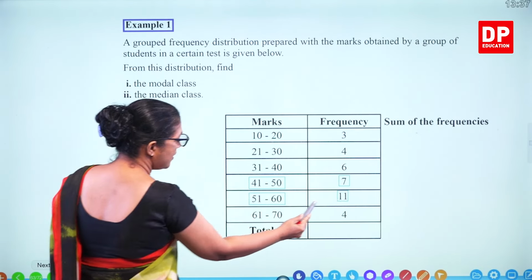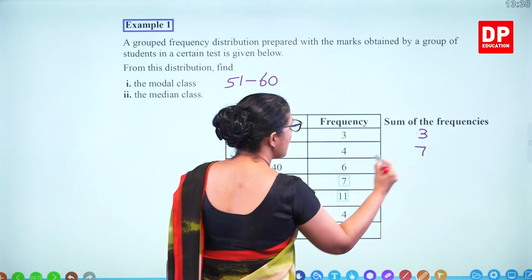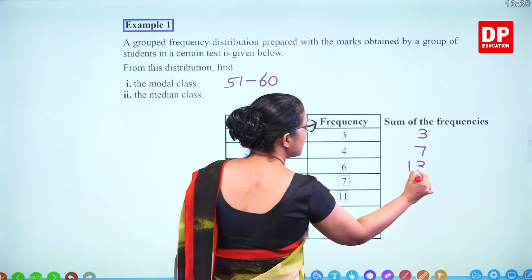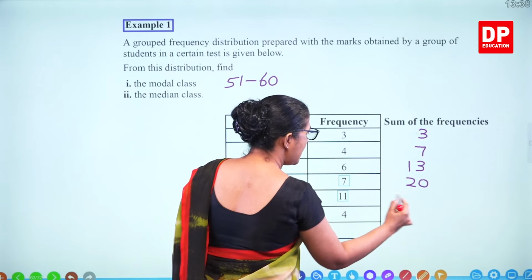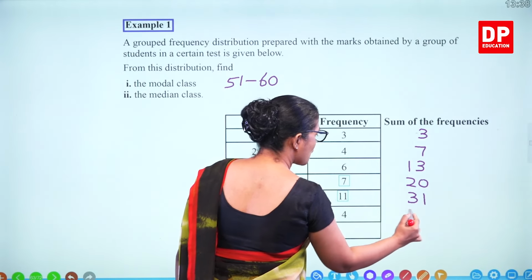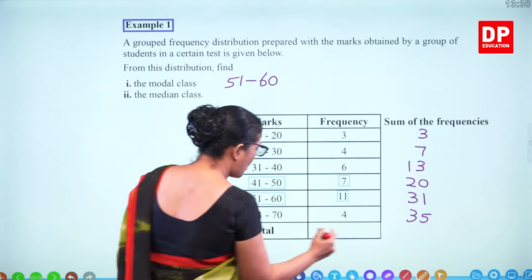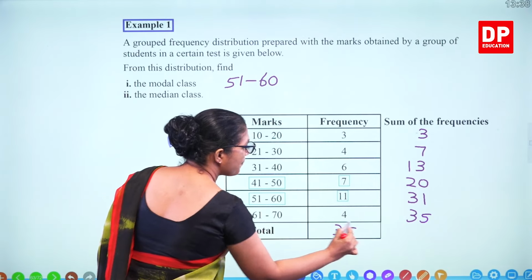The median class. So what's the total? We have to find the total frequencies. So we'll do it here. 3, 3 plus 4, 7. 7 plus 6, 13. 13 plus 7, 20. 20 plus 11, 31. Plus 4, 35. So that means total is 35.